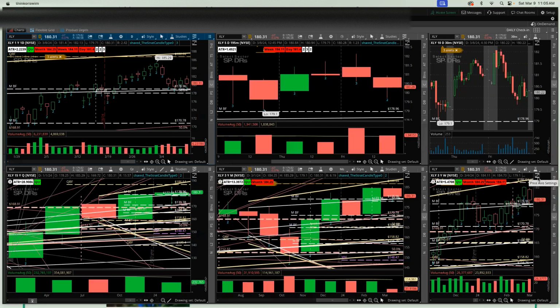So in review, what did we talk about? We talked about our weekend research for XLY. It is getting close to a significant resistance level, which would provide an opportunity for a downside put. But in the meantime, there is potential for an upside call on the short term if you get your reversal signal and you get your confirmation. So I hope this has been helpful to you.